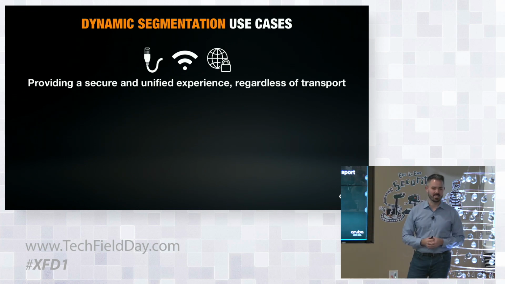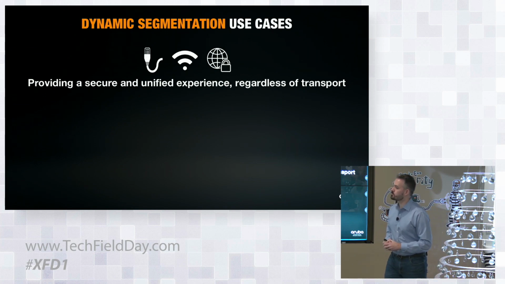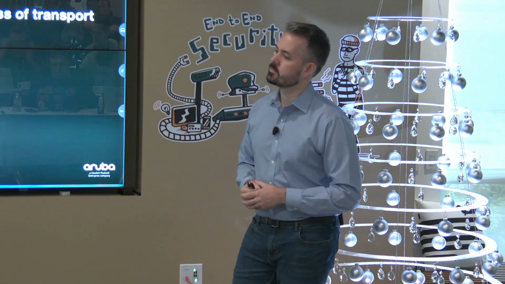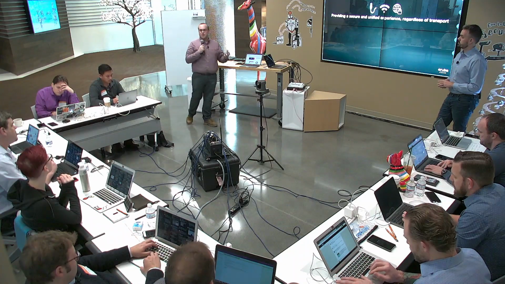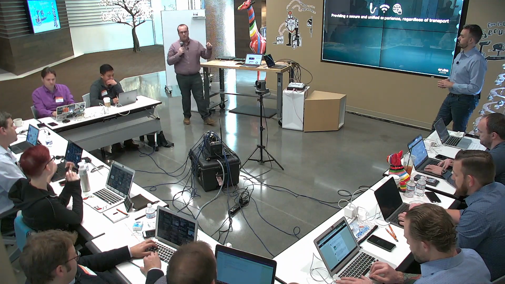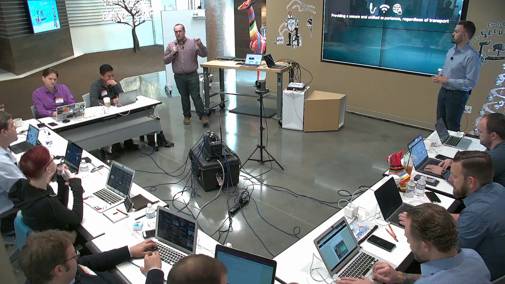We're going to look at three use cases, as I mentioned. The first use case is providing a secure and unified experience regardless of transport. Tim, what might be some things we're going to look at? Yeah, the biggest thing is we still have a lot of wired clients on the network, obviously IoT devices, but we still have a large number of enterprise customers that still have wired desktops and wired laptops. Docking stations are a big one, and being able to provide the same experience, whether they're plugged into the wire, roaming to a wireless network, or then leaving the office and going to Starbucks.